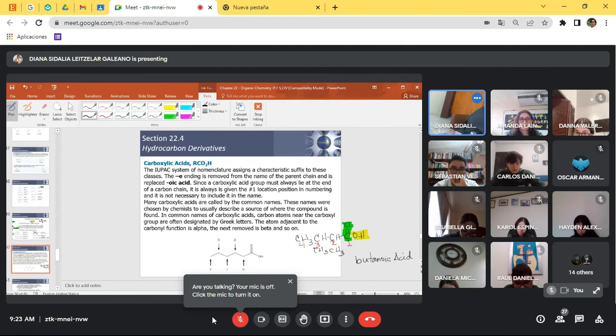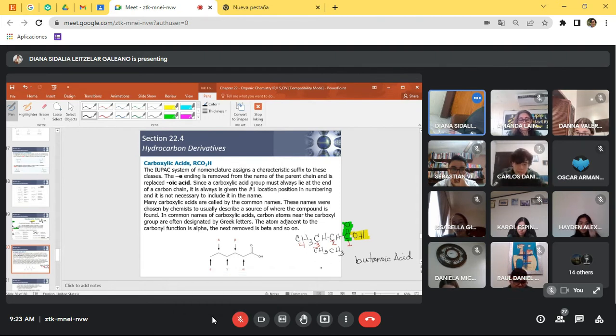How many substitutes? Two. The name of the substitutes? So it is dimethyl. And the number of the substitutes is 2 and 3. This is the IUPAC name.